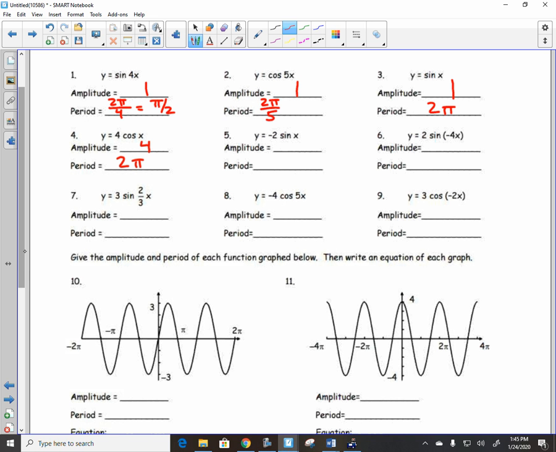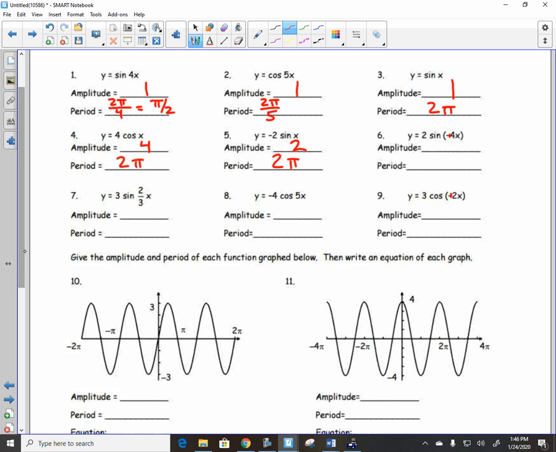Number 5, amplitude. The amplitude will always be positive because it's the absolute value of A. Even if there's a negative, you take the absolute value, you get positive. What's the period? 2 pi. Folks, when I copied this information, they gave you negative 1s on the inside. You'll never be given a negative 1 on the inside. So we'll just make it 2 sine of 4x.